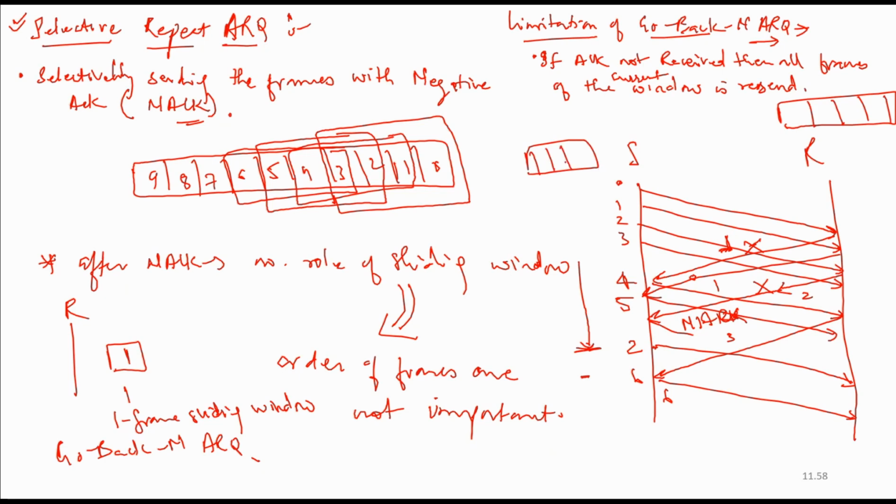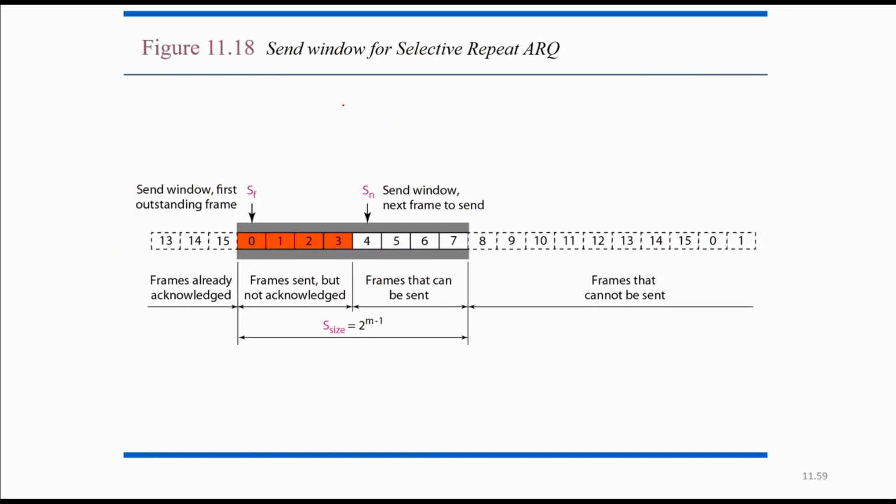So out of this 4, suppose 0, 1, 2, 3 we have seen here, in whatever order they arrive at the receiver, that is not important. Once all the frames of the window have arrived, only then is this complete window sent to the network layer. So this is the basic idea in selective repeat ARQ. We will go through some points later on.